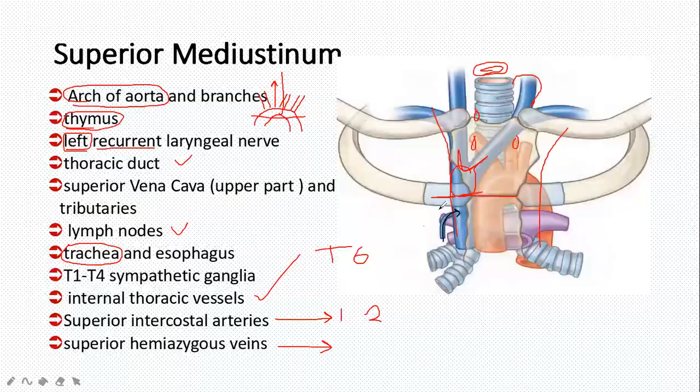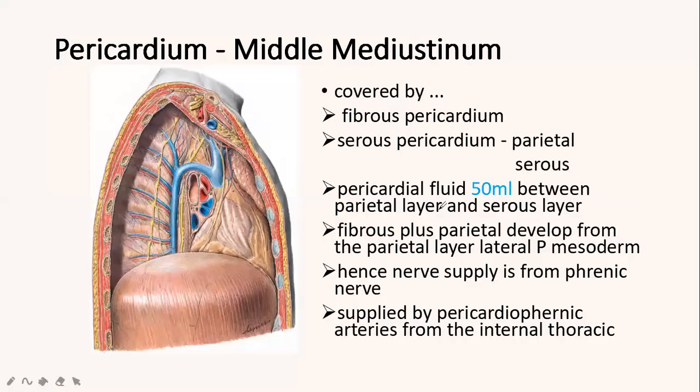Then what about the middle mediastinum now? That is what we call the pericardium. So that is that. Can you see the thymus in the anterior mediastinum? The thymus there, then with the posterior mediastinum.